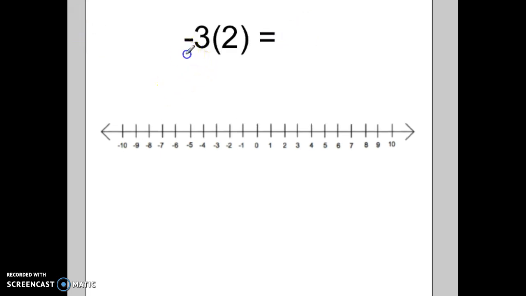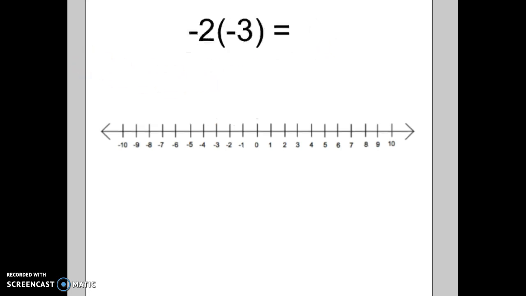Alright, this time, notice what's different. This says to take away 3 groups of positive 2. So we're taking away the positives, and anytime you take away the positives, we're heading negative. Okay, there's 1, 2, 3 groups. Taking away 3 groups of positive 2 makes us end up at negative 6.